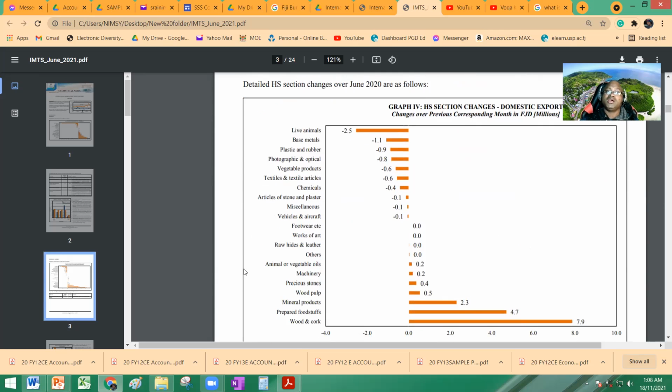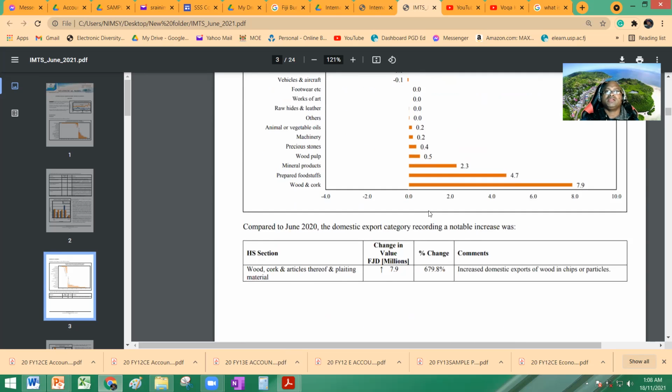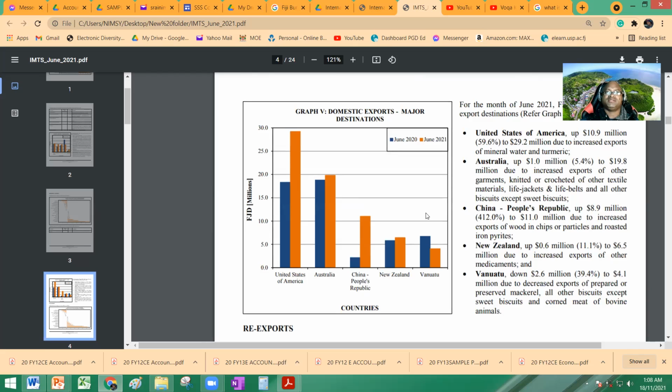Export, these are the names of the products. Minus means it decreased, and positive is increased. So these are the name of the product and the countries. Okay, major trading partners: Australia, United States, New Zealand. You have China, and you have another one, Vanuatu. These are major exporting countries within these two financial years, June 2020 and 2021.